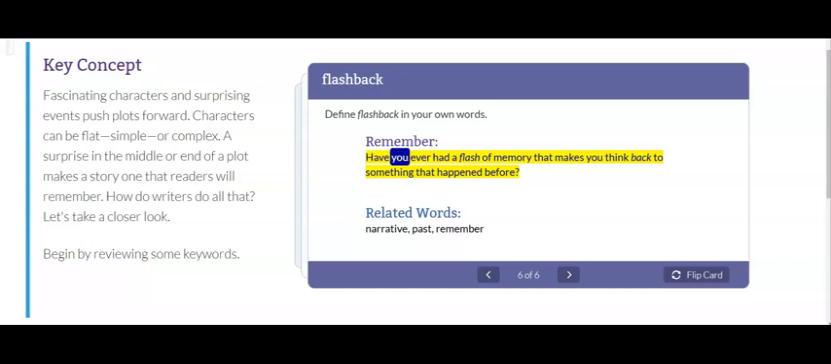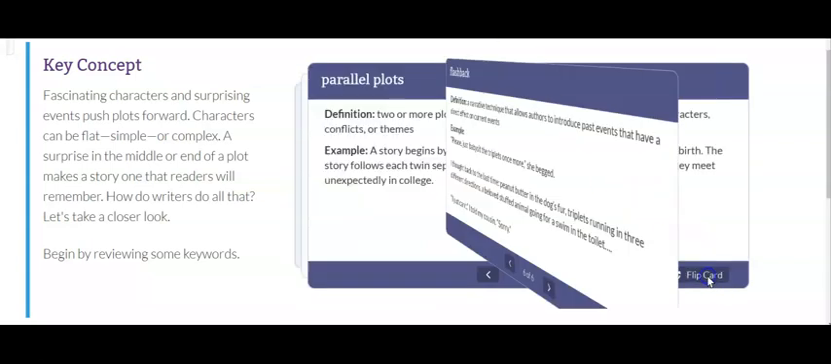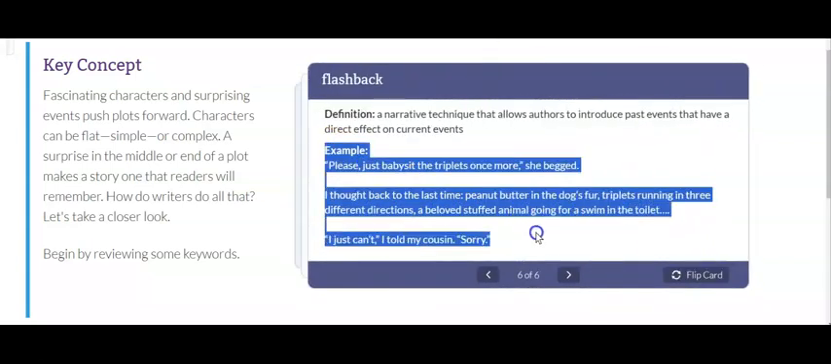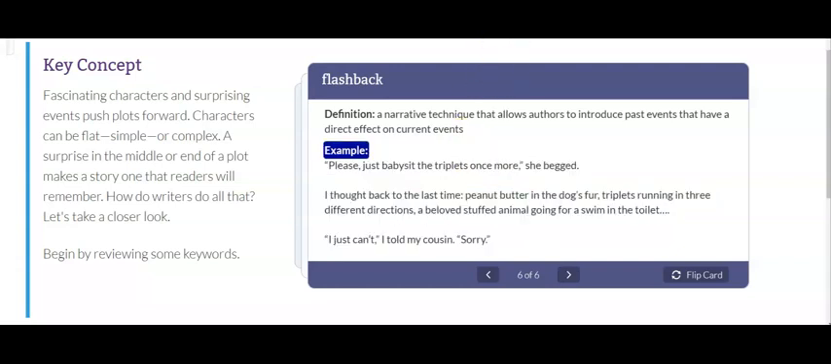Remember, have you ever had a flash of memory that makes you think back to something that happened before? Example. "Please, just babysit the triplets once more," she begged. I thought back to the last time. Peanut butter in the dog's fur, triplets running in three different directions, a beloved stuffed animal going for a swim in the toilet. "I just can't," I told my cousin. Sorry.